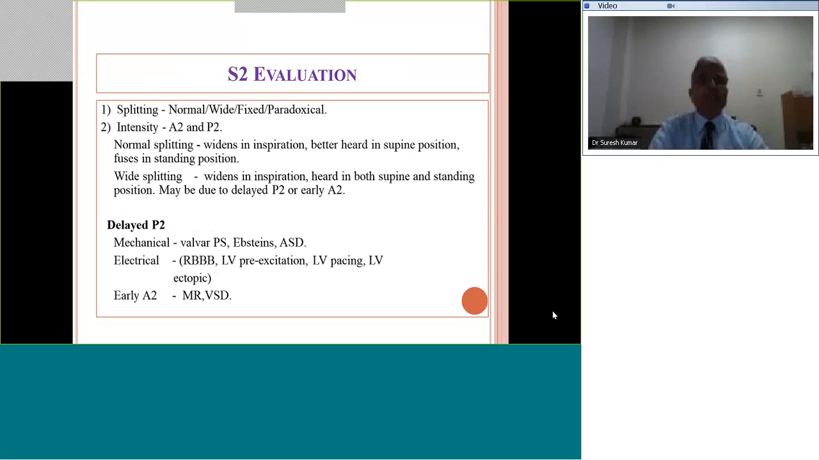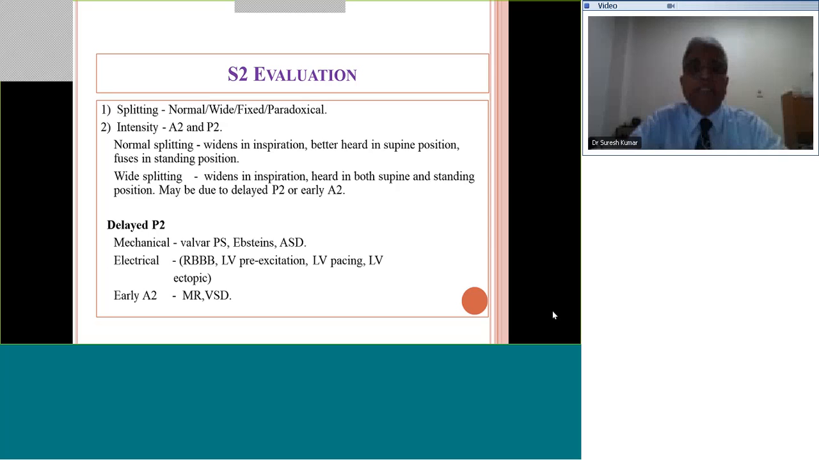When do you say that the splitting is normal? The split widens in inspiration. It is better heard in supine position. It fuses in standing position. When you have a doubt about the width, you listen in quiet inspiration with the patient lying down. And if you have a feeling that it is wide, make the child sit up or stand up. If the split fuses and you are unable to hear the split now, that means it is normal.